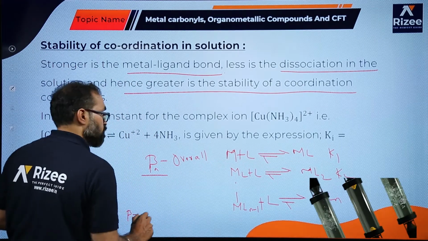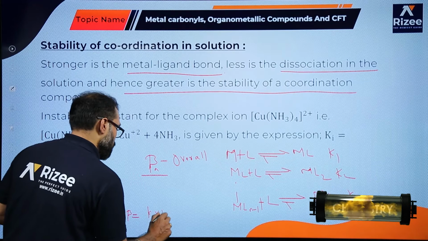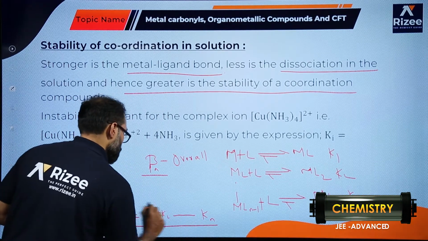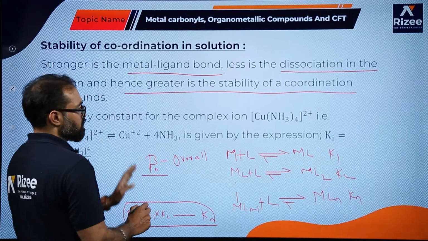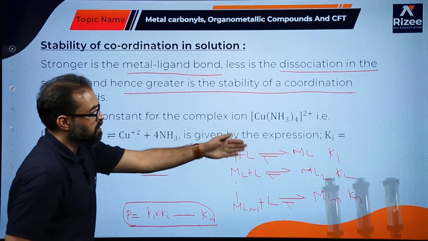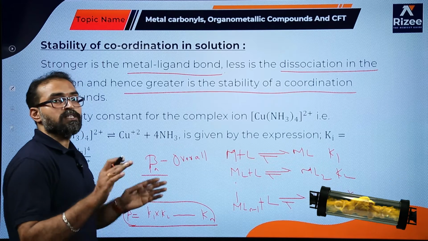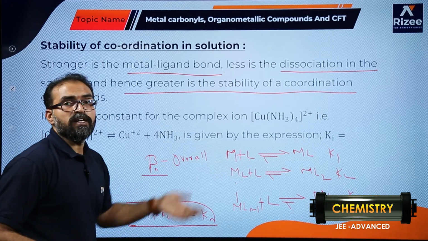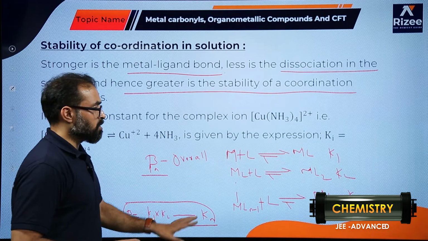Beta is equal to K1 into K2 into so on Kn. This is called the overall stability constant. What about K1, K2, Kn? They are called stepwise stability constants. And if you take the inverse of this, we will get the instability constant. You should remember this.